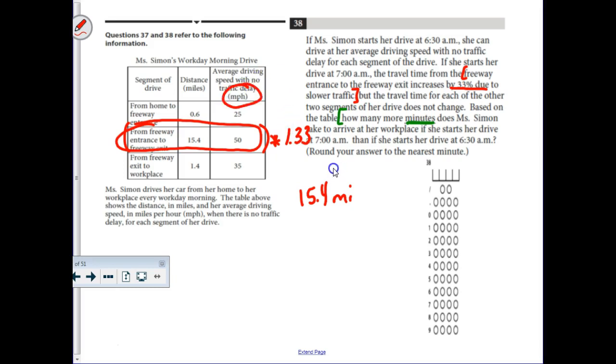Ooh. They give you miles per hour. What do you have to do with this miles per hour? Because we're not going to multiply miles by miles per hour. That doesn't make any sense. We're going to divide it, aren't we? Miles divided by speed would give you time. So on your calculator real quick, can you guys calculate that for me?